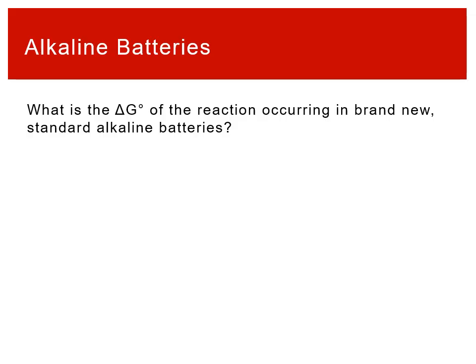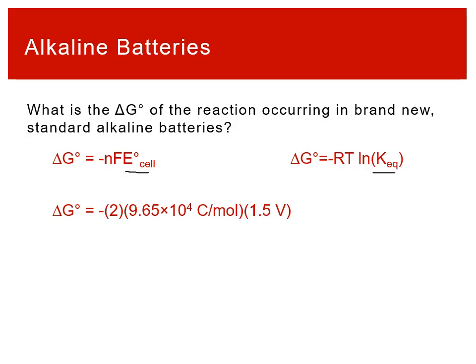So what's the delta G for this process? I want to know the standard Gibbs free energy change, delta G naught, for a brand new standard alkaline battery. If I'm looking for delta G for reactions, I have two different kinds we've seen previously. We know that delta G is related both to cell potential and equilibrium constant. In this case, we're dealing with a battery, so cell potential is probably going to be more useful.